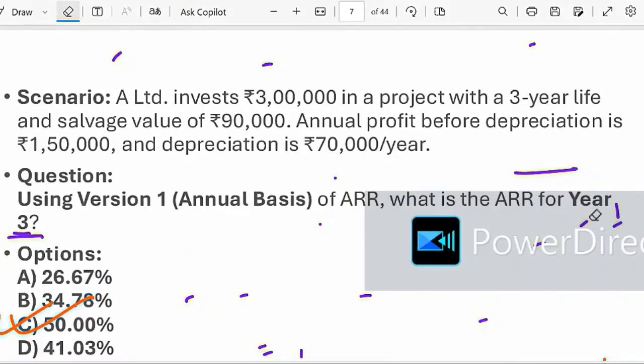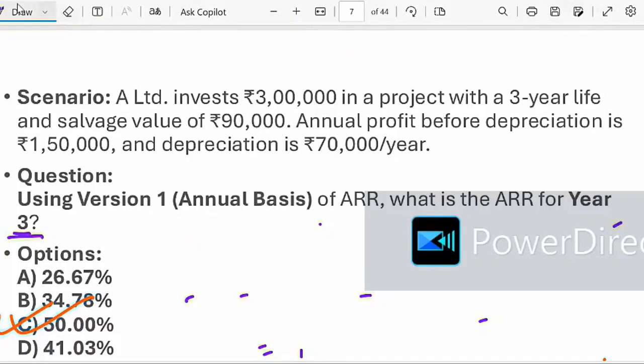So again, the problem is the same. The company is investing 3 lakh in a project with a 3-year life. Salvage value is given. Annual profit before depreciation is given. Depreciation is given, and you have to calculate the ARR using average investment. See the wording. Wording is very important.